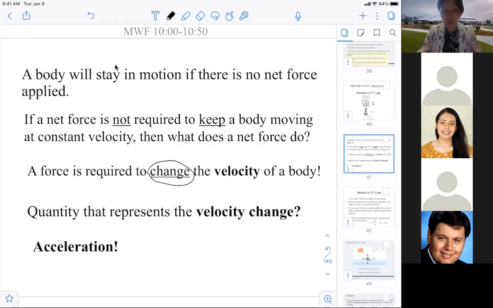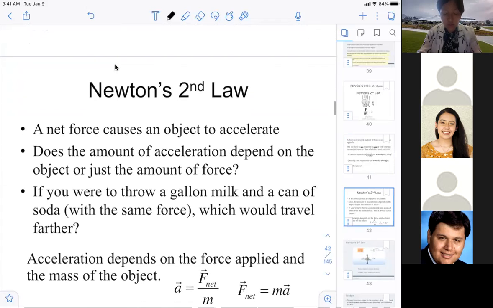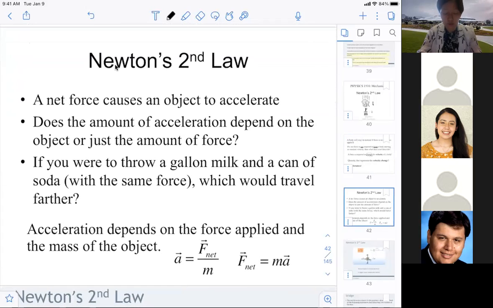And remember, the quantity that represents the change is acceleration, right? The change of velocity divided by time, or the rate of change in velocity, is represented by acceleration. So a force is required if you want to have acceleration. A net force will cause an acceleration of an object. That is what we will explore for Newton's second law.